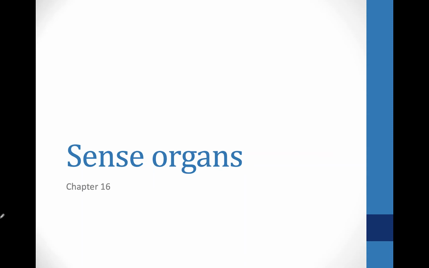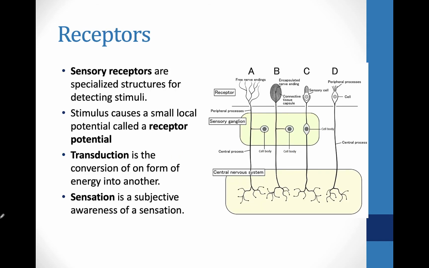So this last chapter of the nervous system unit is looking at all of the senses and sense organs. A sensory receptor is something that receives stimuli. And this could be really simple, like these free nerve endings over here, or an extremely complex organ like your nose or your ear. It receives a stimulus, and then that stimulus causes what's called a receptor potential.